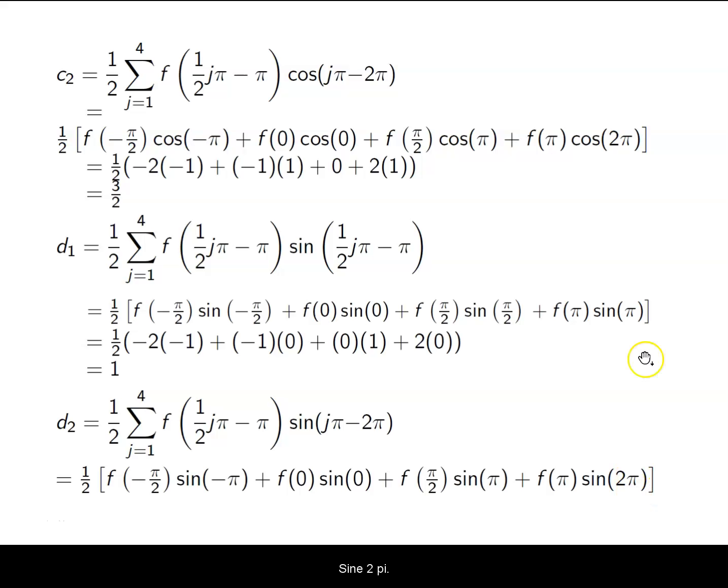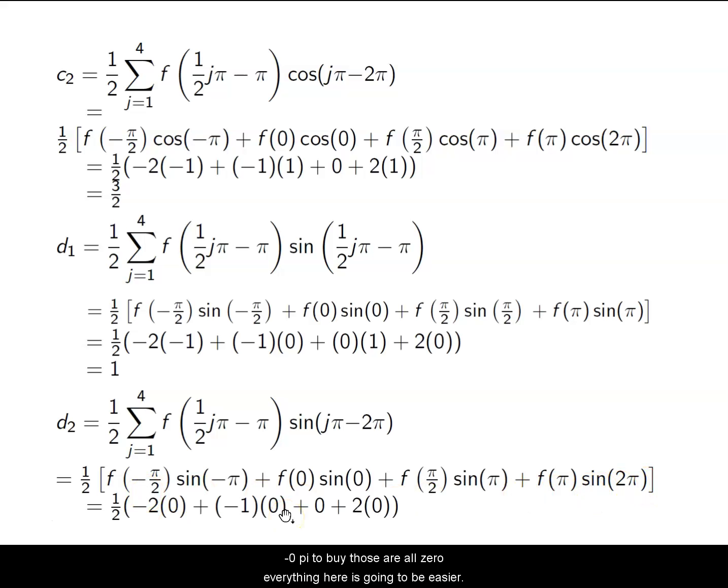Okay, sine 2 pi, cosine 2 pi, sine pi, cosine pi. But the f's are all the same, so I got negative 1/2. I know all these f values. Here now we have sines of negative pi, 0, pi, 2 pi. Those are all 0. Everything here is going to be 0, so I don't have a D2.